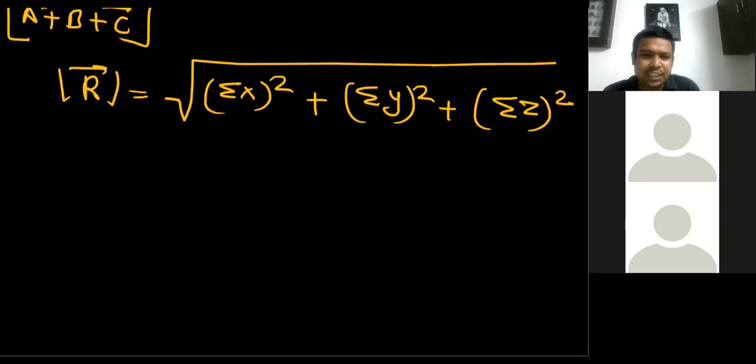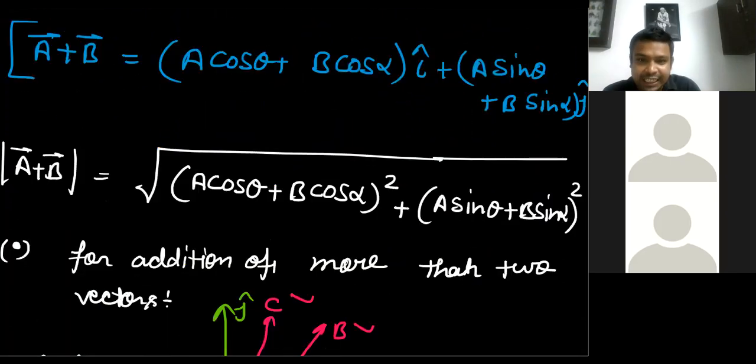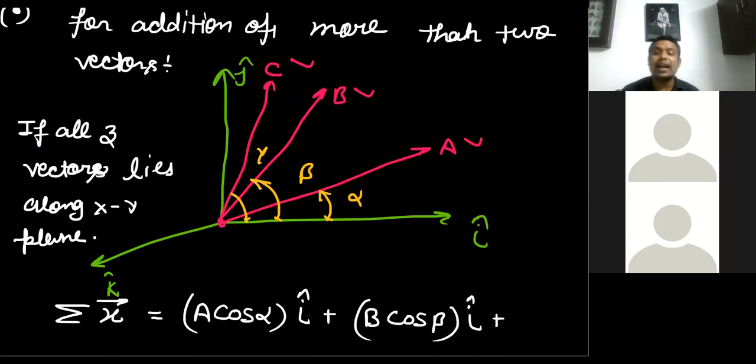For better clarification, I want to repeat it again. If you want to add more than two vectors, suppose we have a simple example. We have three vectors, vector A, vector B, and vector C. The magnitude of vector A is A, vector B is B, and vector C is C. The angle made by vector A from the x-axis is alpha, by vector B is beta, and by vector C is gamma.